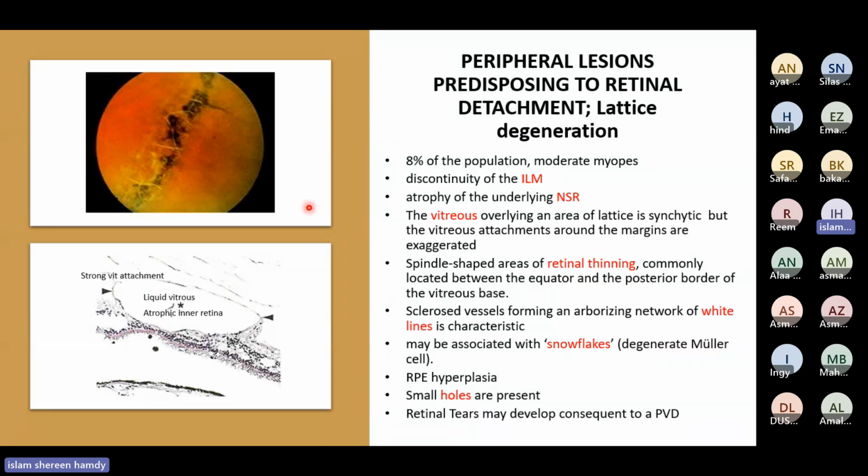Sometimes we may find snowflakes. Can you see these white small dots over the cursor? This one, this one, this one. This represents degenerated Muller cells. Sometimes the retina is very thin and atrophic and can have atrophic holes, and this is another type of break that can develop at the lattice. So we can have a U-shape or a horseshoe retinal tear, or we can have atrophic holes, and both of these can predispose to retinal detachment.